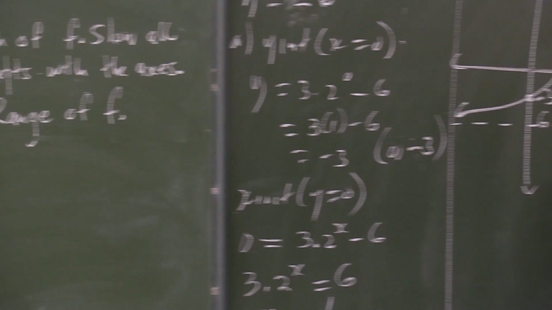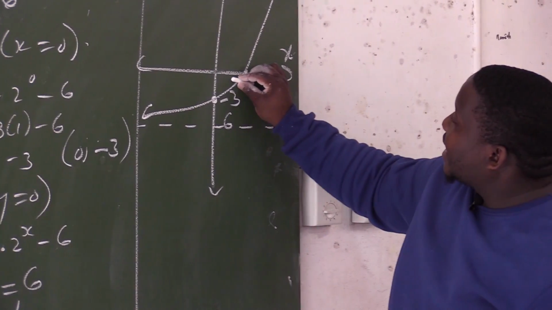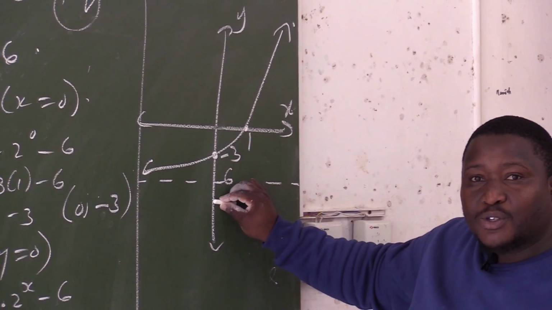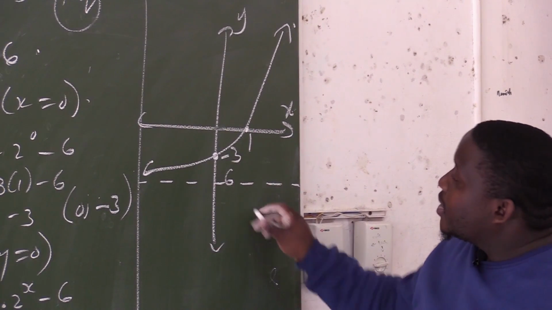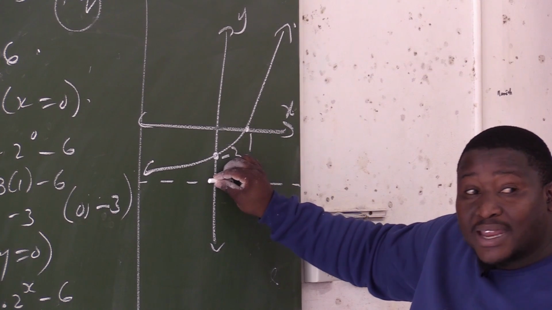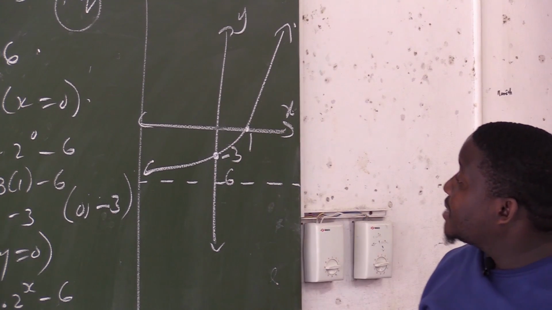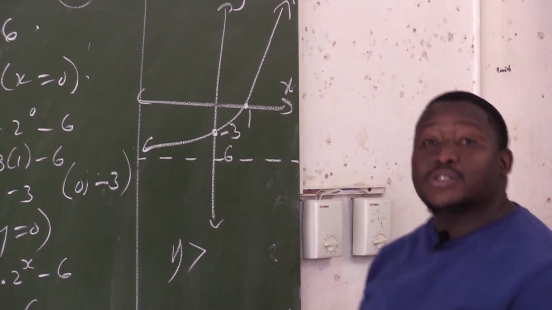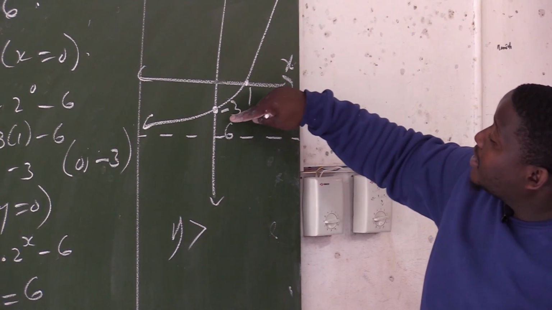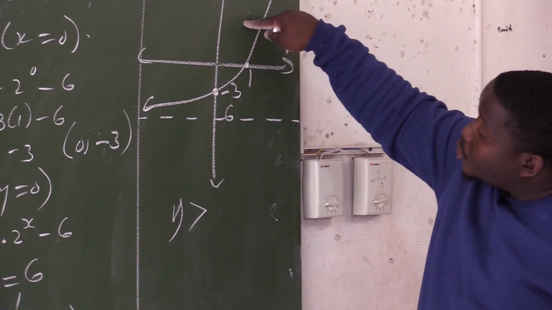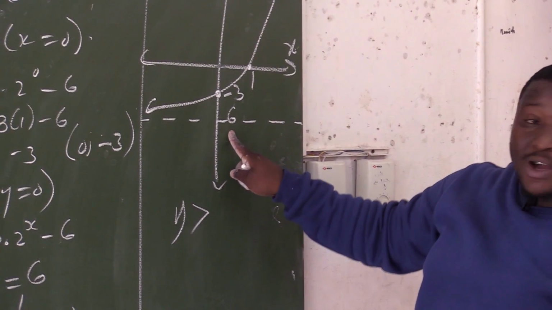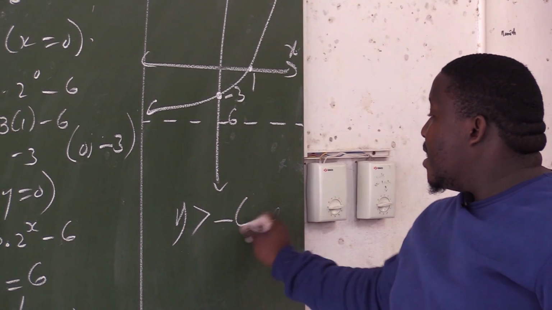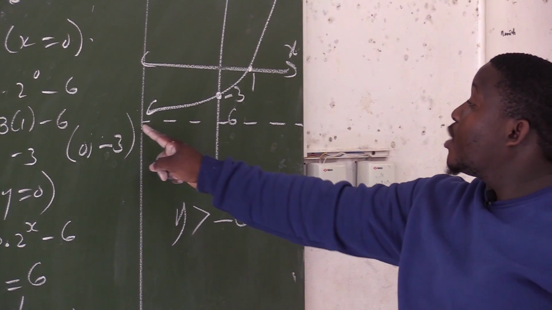Now, pay attention. This is my range. This graph is only found above the asymptote. This is my asymptote. The graph is only found above the asymptote. What does it mean? It means the range of this graph would say y is greater than. Why am I using greater? Because this graph can take any value of y as long as that y value is above what? A negative 6. Therefore, my range will say y is greater than negative 6.